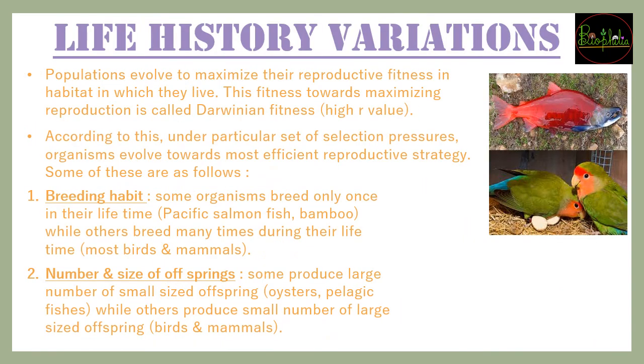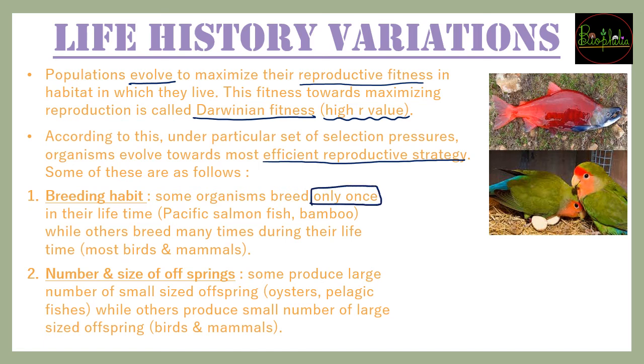So as we saw in logistic growth, for a population to always survive and to show some reproductive fitness, the population needs to have some ability to evolve so that they can show the fitness that is called Darwin's fitness. So these organisms or populations which have that Darwin fitness are going to have a high r value, and under those circumstances organisms evolve to be much more efficient toward reproductive strategies, and they will have some characteristics. First of all, they will be understood by the breeding habit. Some organisms breed only once in their lifetime. For example, Pacific salmon fish, or you can also consider the example of bamboo.